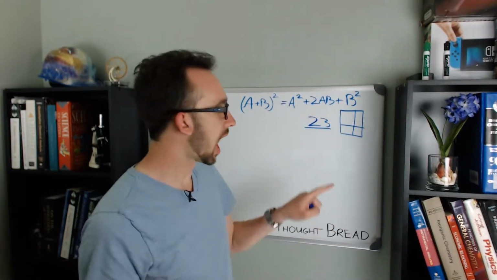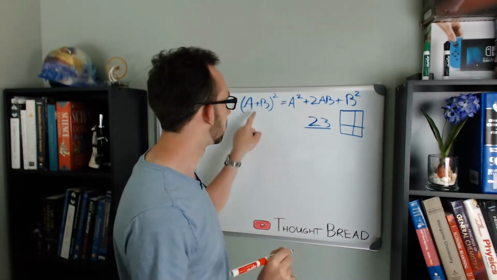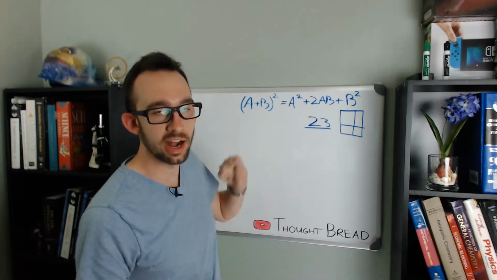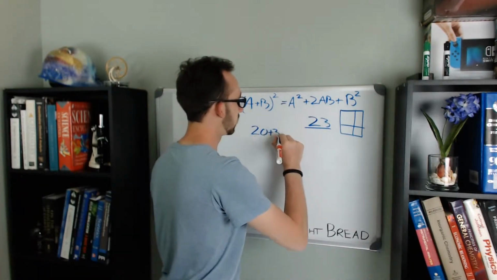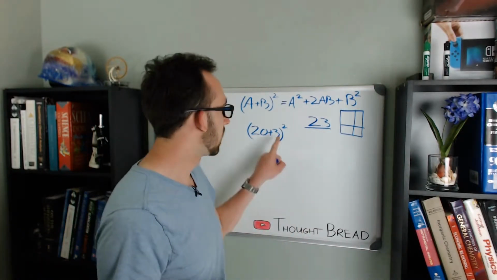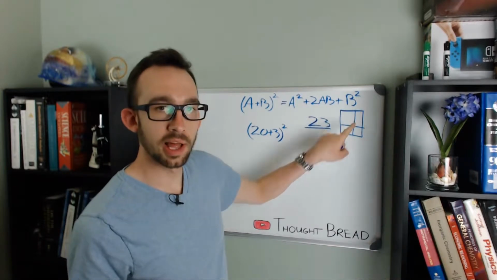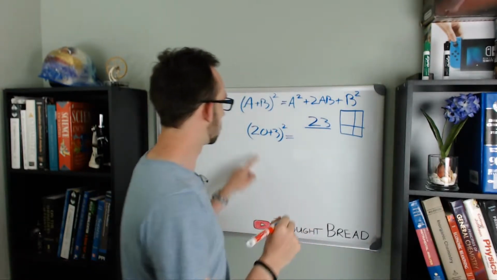In your head, I want you to break the tens place away from the ones place. So our a is going to be 20 and our b is going to be 3. So it's going to look like this: 20 plus 3 squared. All right. Now, we're going to use this formula, or if you prefer, we're going to use this square. So let's go ahead and just go through it.